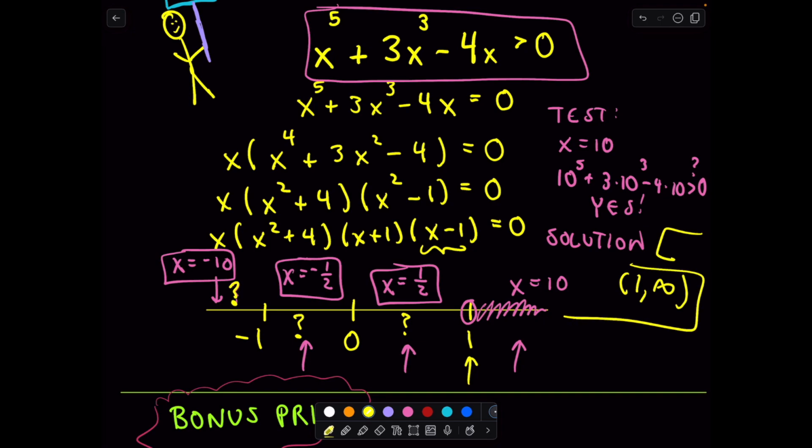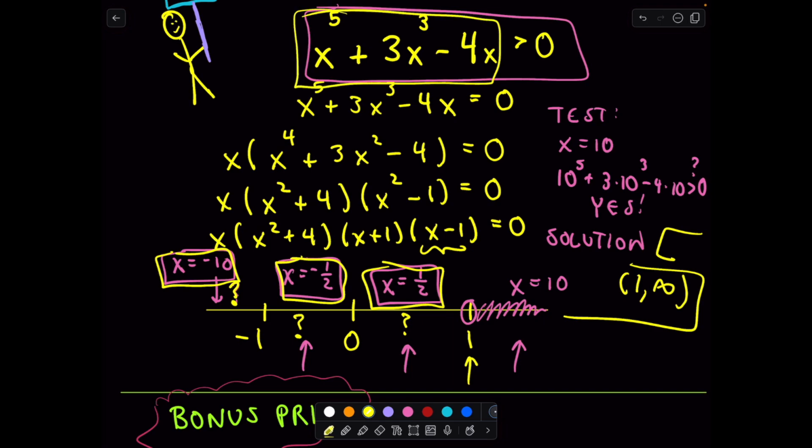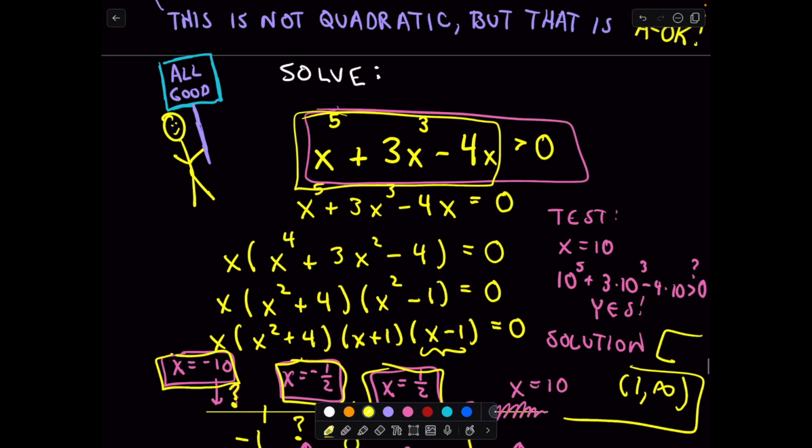And you could go back and check x equals negative 10, x equals negative 1/2, and x equals 1/2 as well. So again, maybe you don't know what x to the 5th plus 3x to the 3rd minus 4x looks like. It's definitely not quadratic. But I can still do the same thing of figuring out x-intercepts and testing points. That is what I'm trying to get across here. Okay.